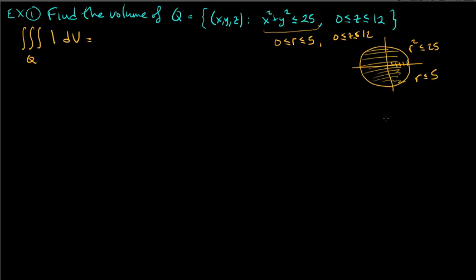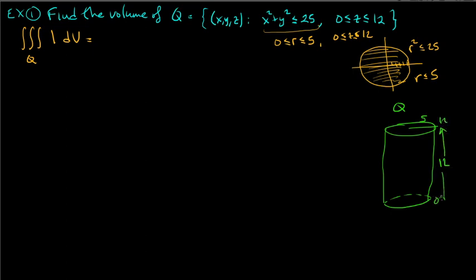So what is Q here? Q is just the cylinder of radius 5 and height 12. Sorry for the sloppiness here. We're going from z equals 0 to z equals 12, so the height is 12 units. We don't need calculus for this. You probably know the formula, but in some ways, we're just going to derive the formula here.